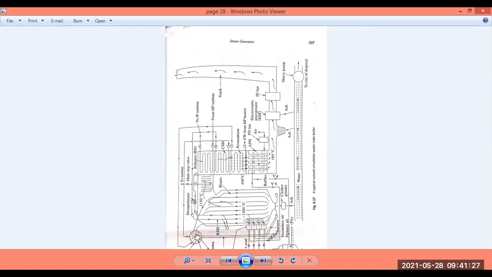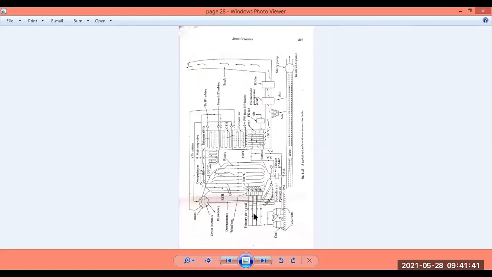Then here is the drum, which controls the natural circulation of the boiler. The drum and the drum internals are here. The superheater goes from here, and from here the steam goes to the turbine, and to the reheater. This is the 400 degrees centigrade reheater, and this is the economizer portion.